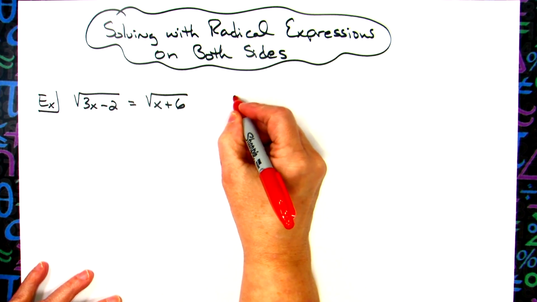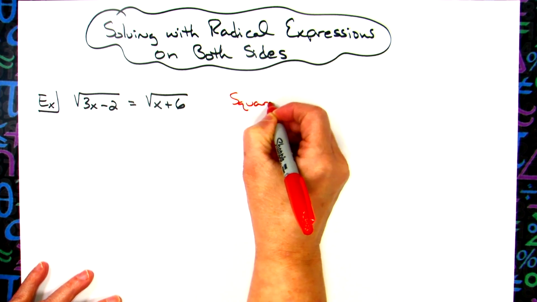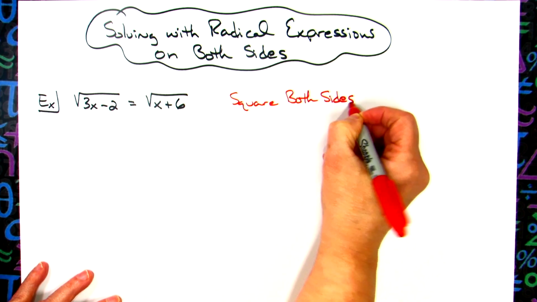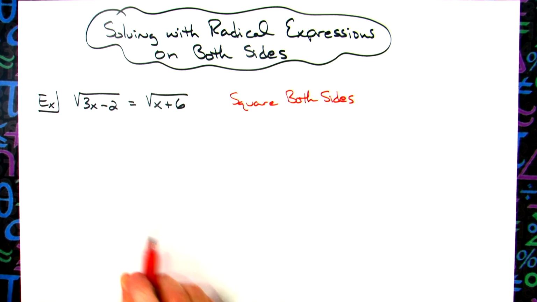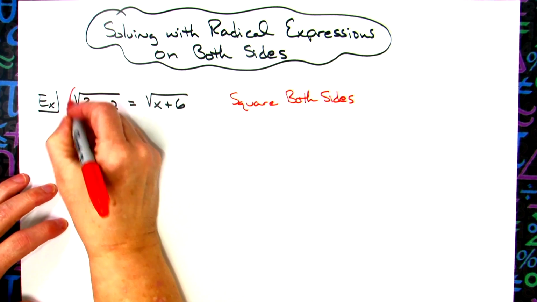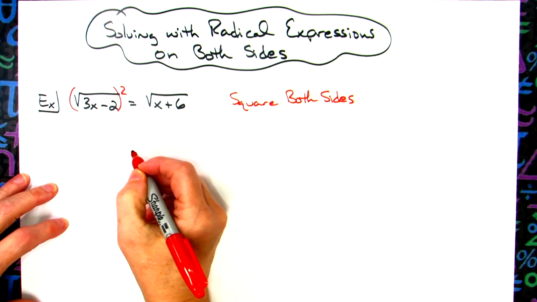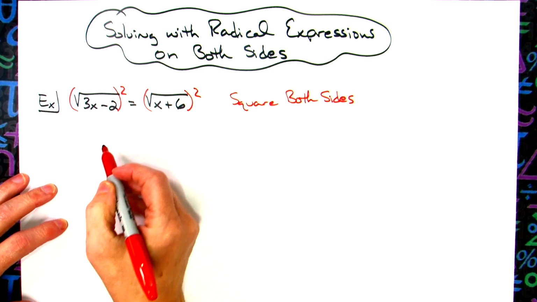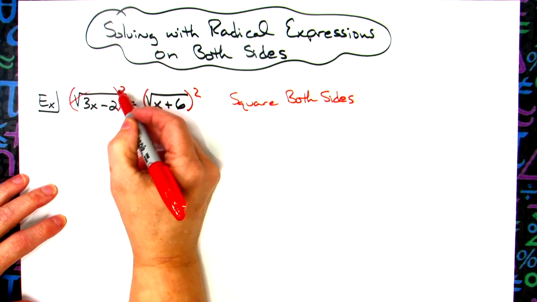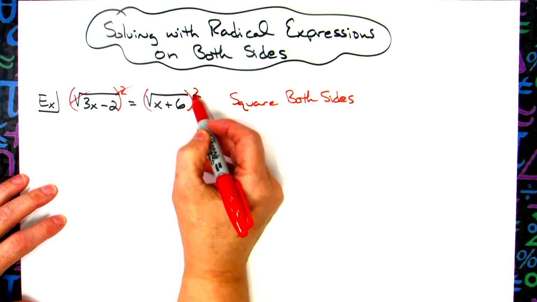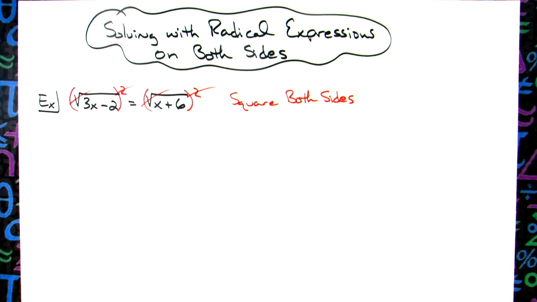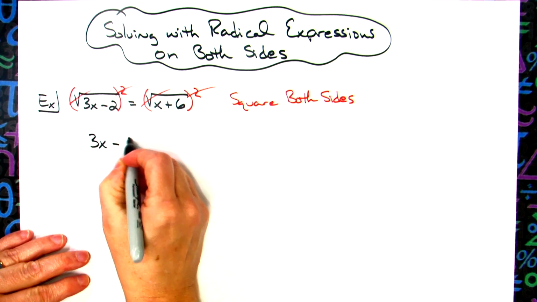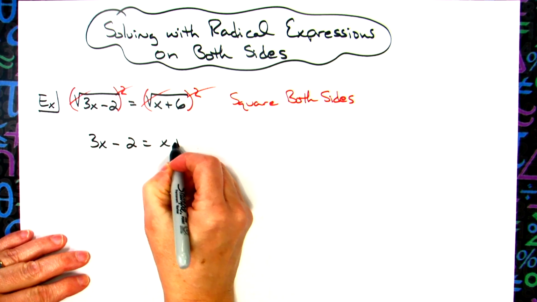So the first step here is to square both sides. As always, whenever we do inverse operations, we have to do it to both sides. So we're going to square what's on the left, and we're going to square what's on the right. The square root and square, since they are inverse operations, are basically going to go away on that side of the equation too. So then we're going to have 3x minus 2 is equal to x plus 6.